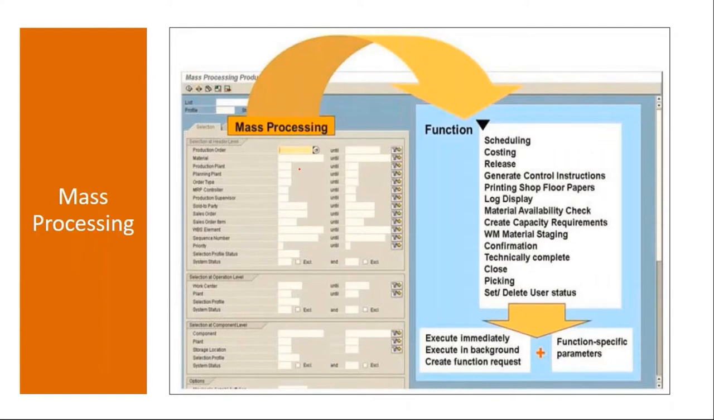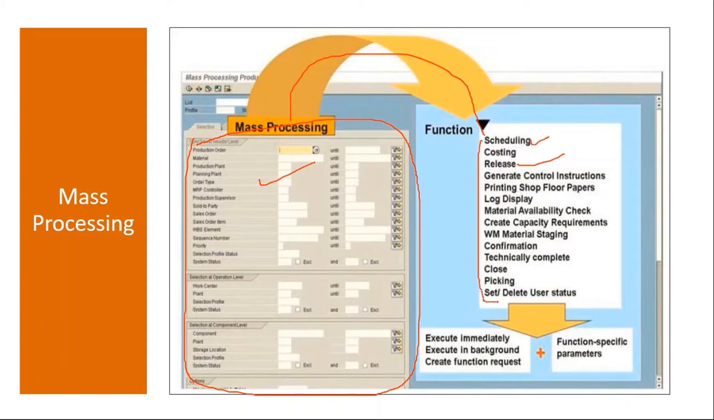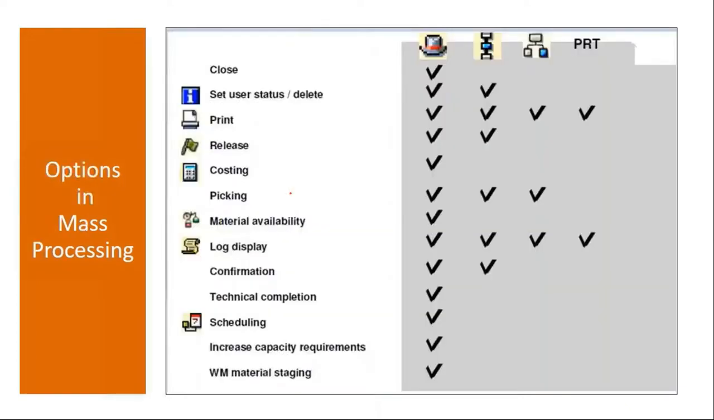A typical mass processing screen looks like this. Here you will have a selection screen. From the selection screen you select the objects, and then from there you go to the function, the function you are going to carry out, whether you want to release the production orders or do the scheduling of the production orders. What function you want to do, you select and then you execute it. So this is mass processing. We will see this in the system.